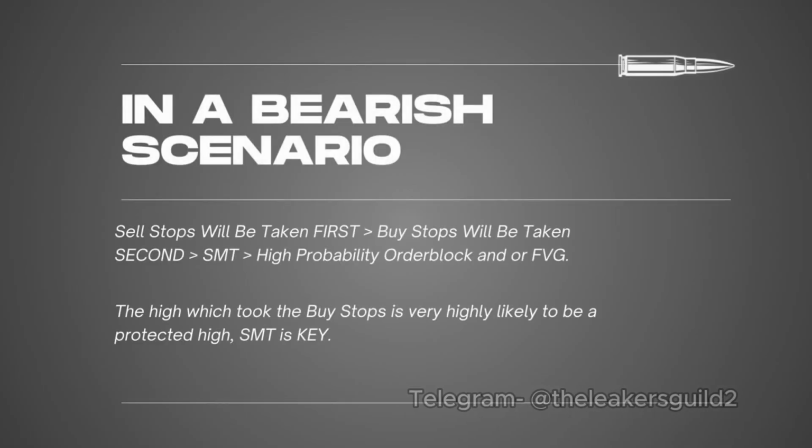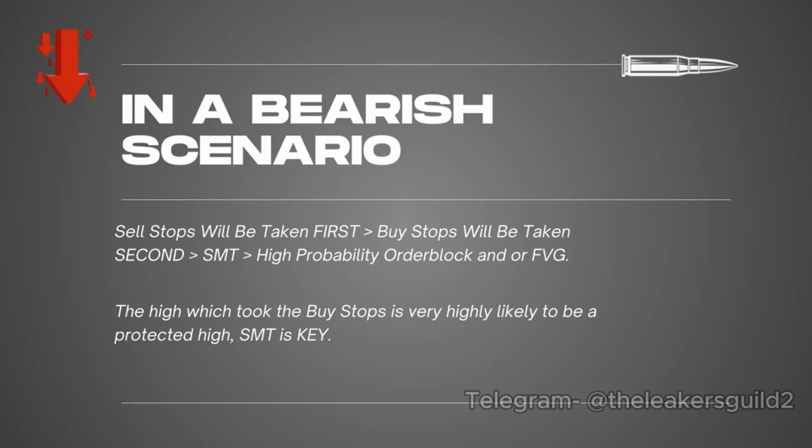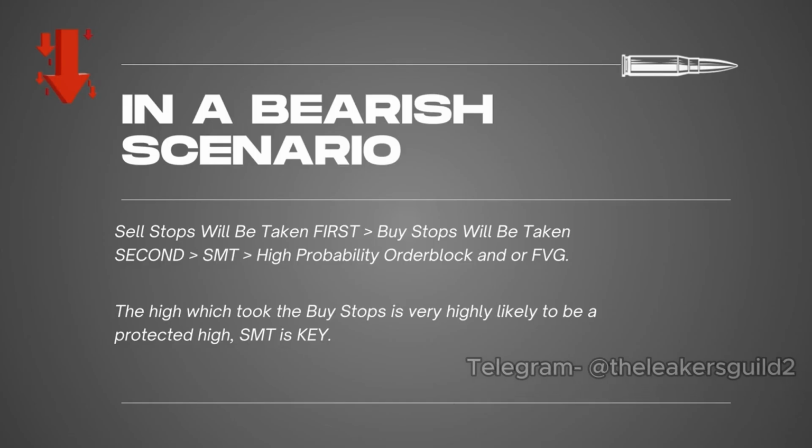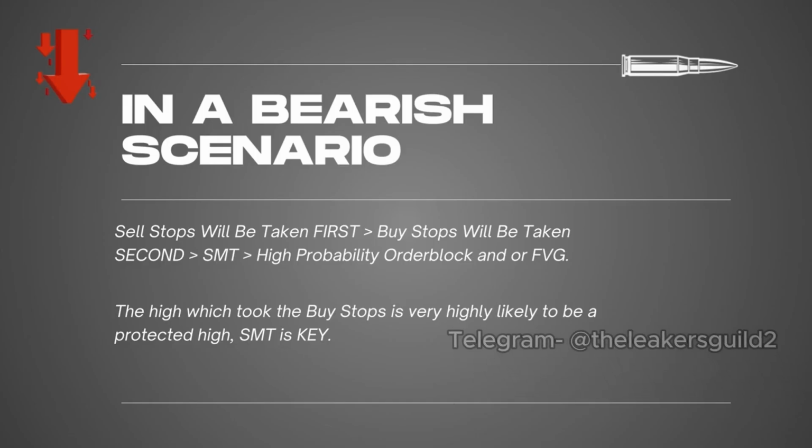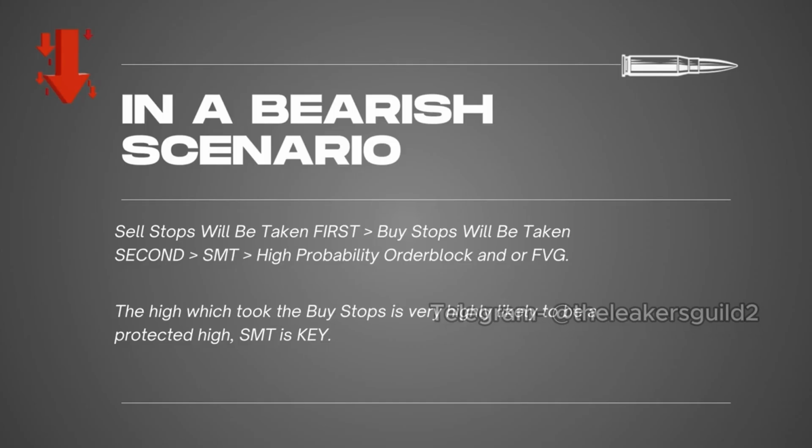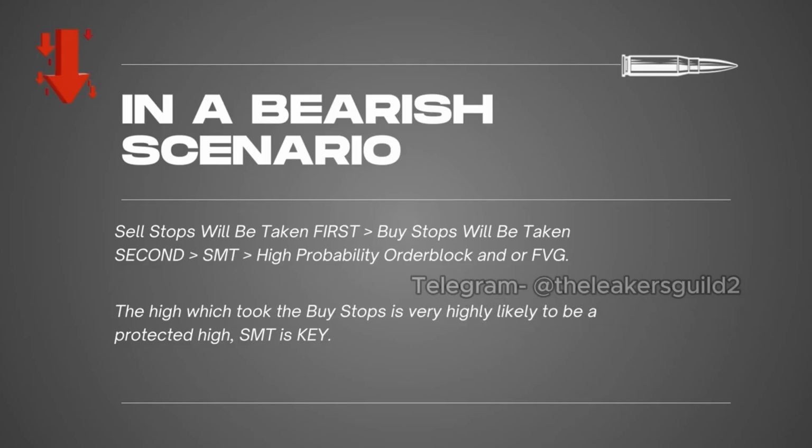So in a bearish scenario, sell stops will be taken out first and then the buy stops will be taken. And what are we going to be waiting for? Once those buy stops are taken, we want to see SMT, because that is where that high probability order block and/or fair value gap forms. The high which took the buy stops is very highly likely to be a protected high, and again SMT is key here.